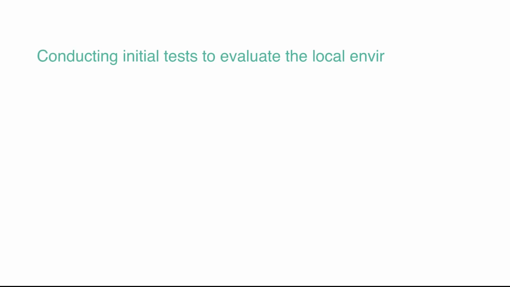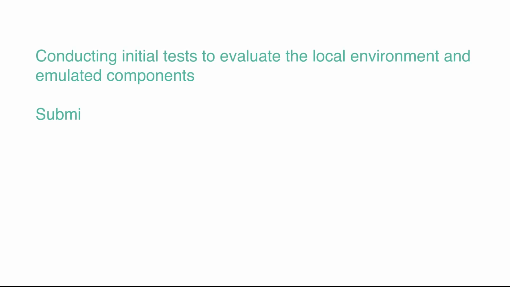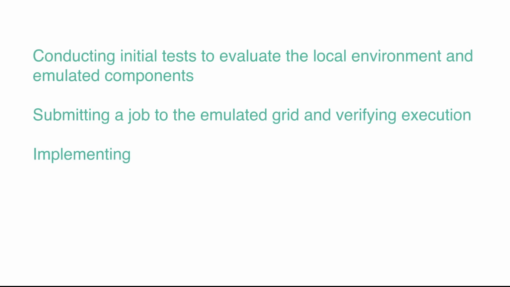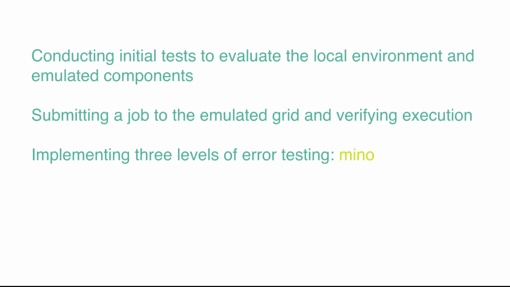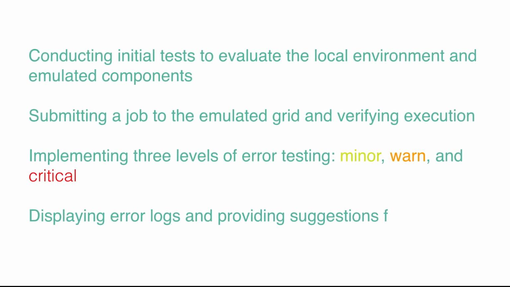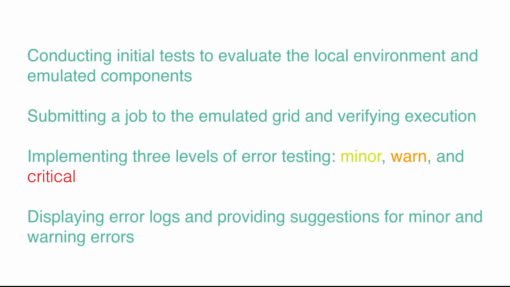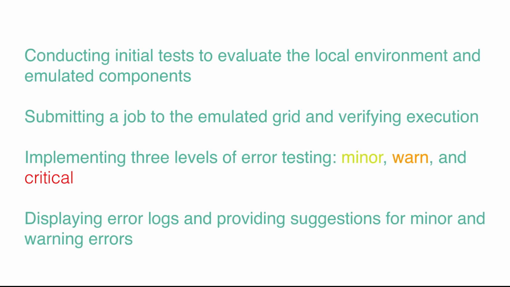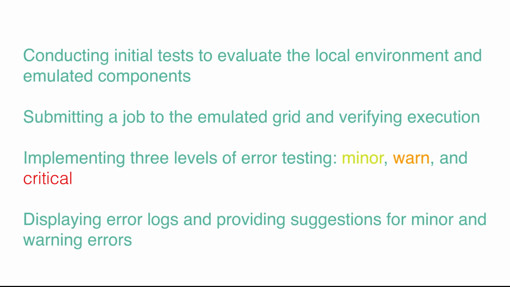First, we will conduct necessary tests to evaluate the local environment and the emulated components. Once the grid is emulated, the test suite will submit a job to the emulated grid and verify if its execution proceeds as expected. We use 3 levels of error testing: minor, warn, and critical. If a minor or warning error occurs, we will display a log indicating the error and, if possible, suggestions to resolve it, but we will continue the testing process.